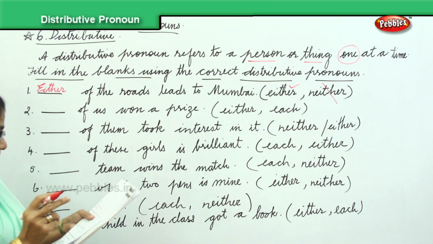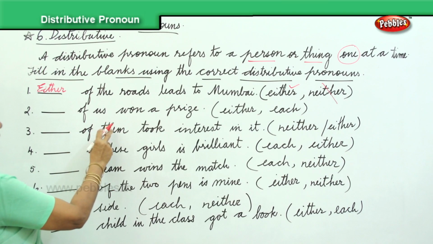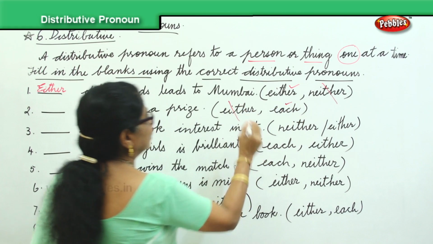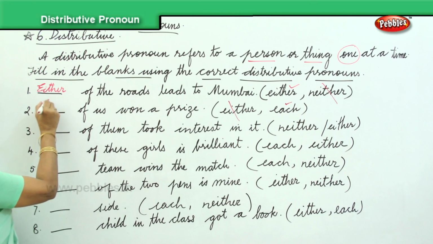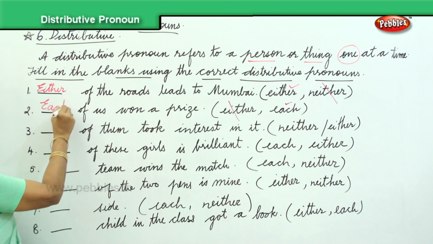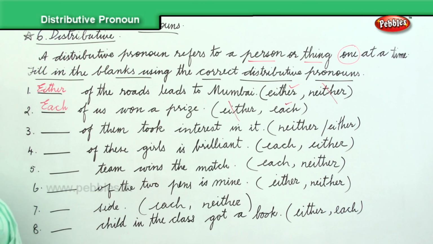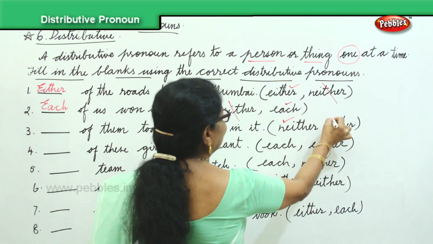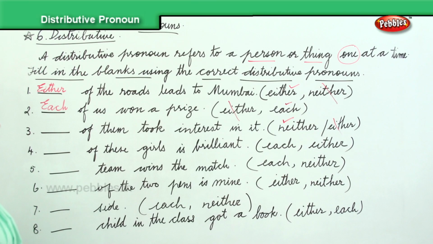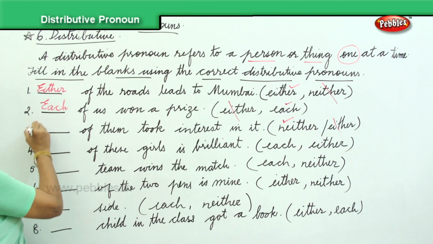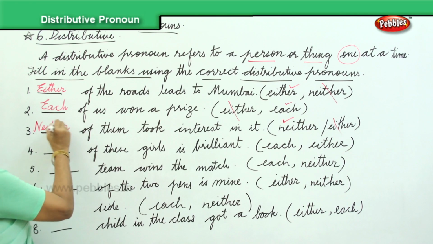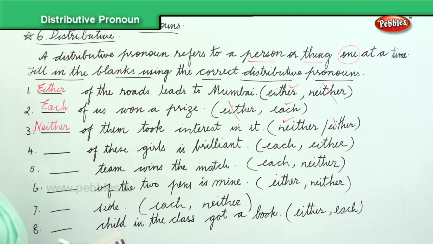Next, we have each, neither. Each of us won a prize. We have to remember, we are talking individual, singular. So, each of us won a prize. Next, we have dash of them took interest in it. Neither of them. So, we are taking neither of them. We are not taking this. Neither of them took interest in it.